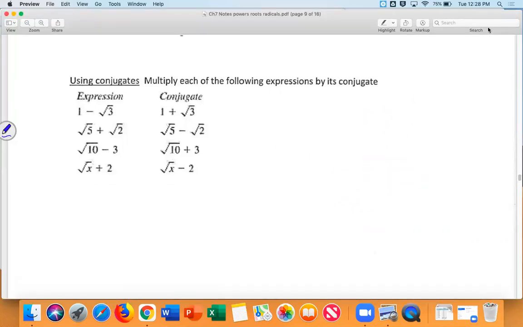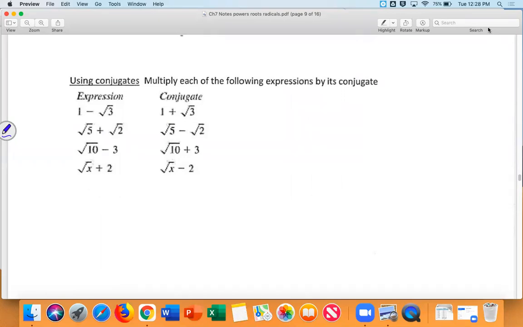So the conjugate with square roots is, if I have 1 minus root 3, the conjugate is 1 plus root 3. If I have root 5 plus root 2, I have root 5 minus root 2. Hannah, do you see that? Yeah. All right, and then I have root 10 minus 3, and the conjugate is root 10 plus 3. And lastly, I have root x plus 2 times root x minus 2.